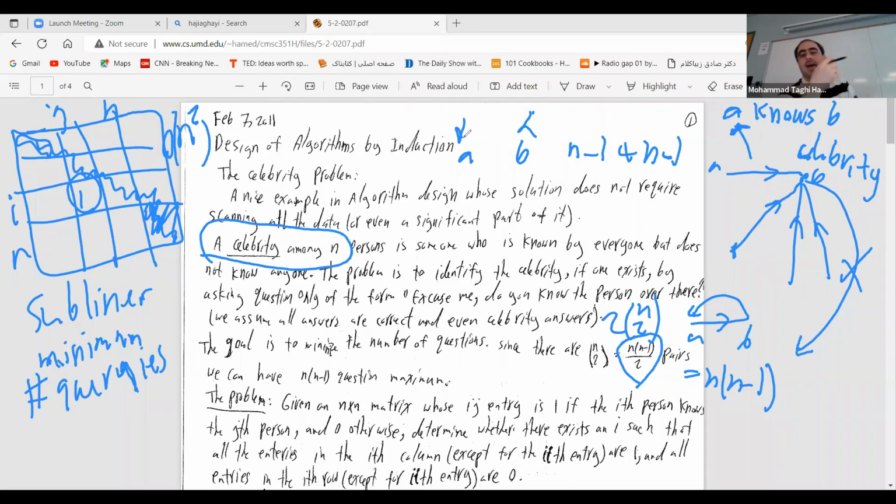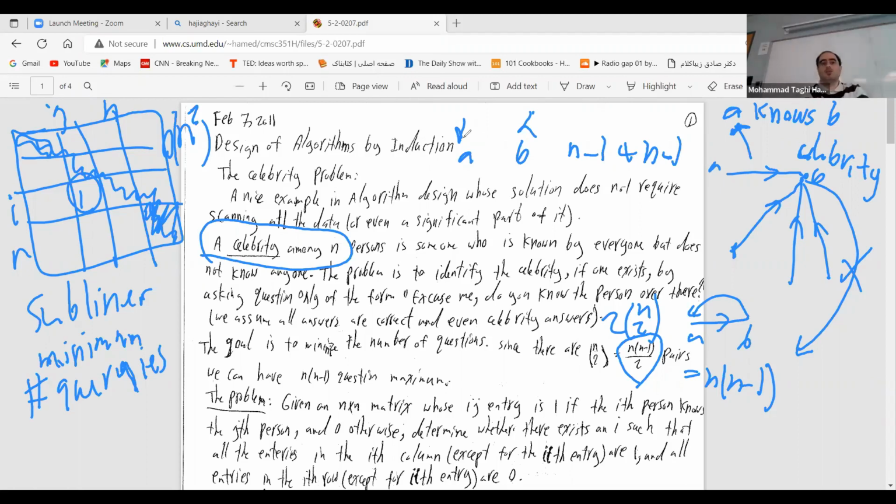And the question is how many questions we need. Checking whether someone is a celebrity or not is one thing, but we don't know who it is. There are n people, and at most one of them is a celebrity; we want to find that one. It might be the case that there is no celebrity at all. So what would be our strategy to do that?